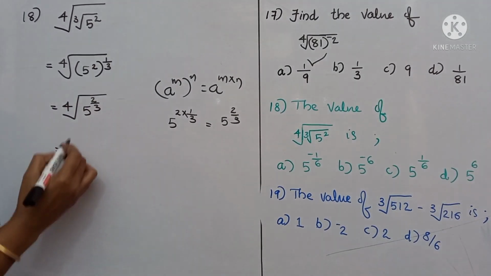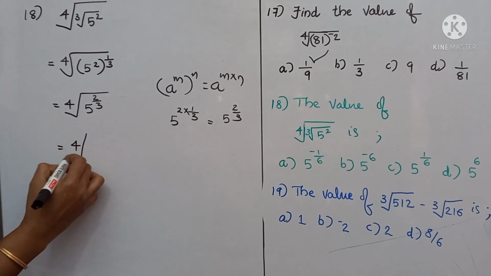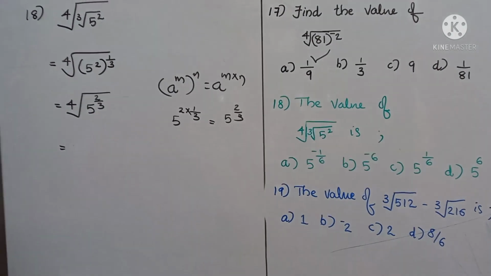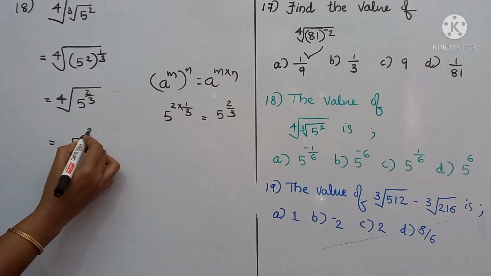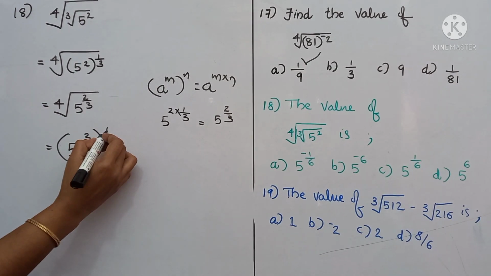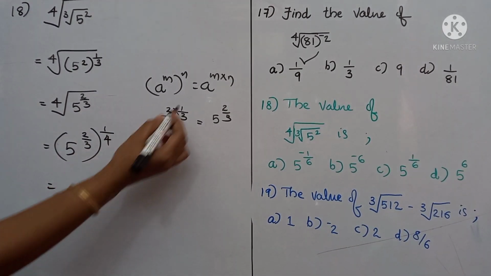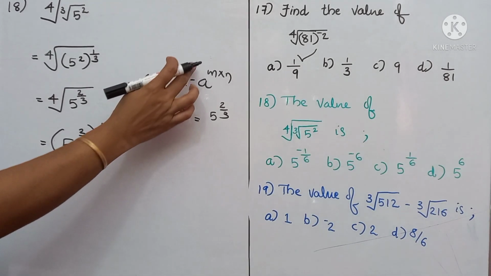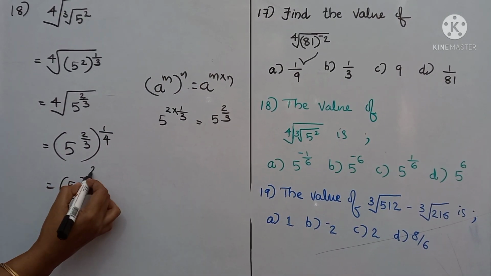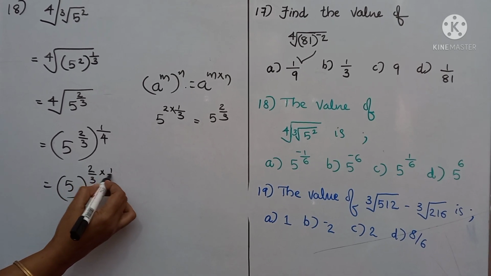Then again we are changing this fourth root. Instead of that fourth root, we can write this as 5 raised to 2 by 3, the whole raised to fourth root, it is 1 by 4. Again we can apply the same law, a raised to m, the whole raised to n is equal to a raised to m into n. Here it is 5 raised to 2 by 3 into 1 by 4.